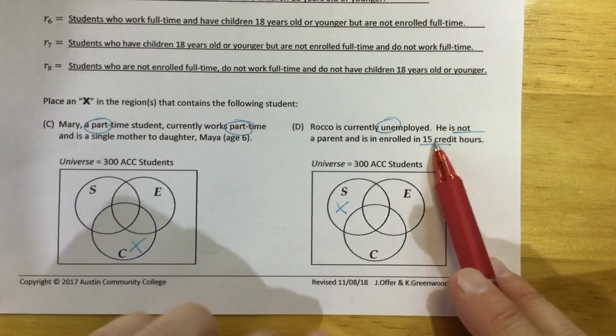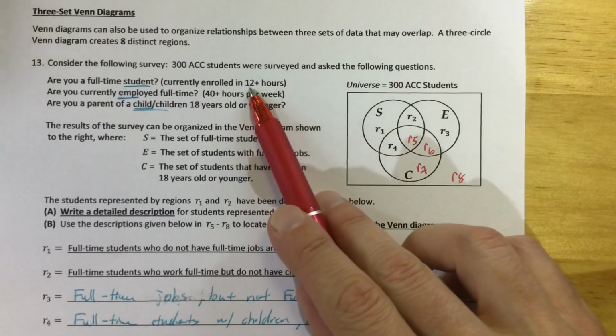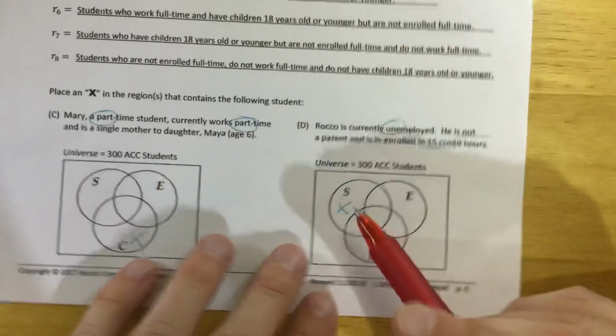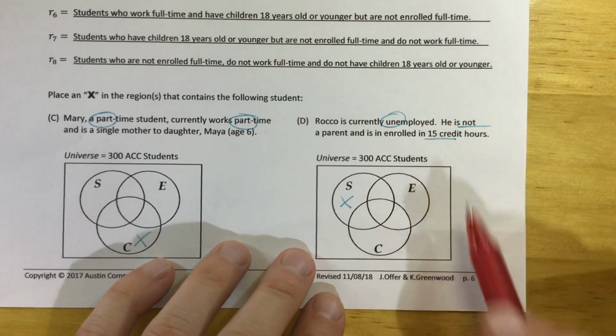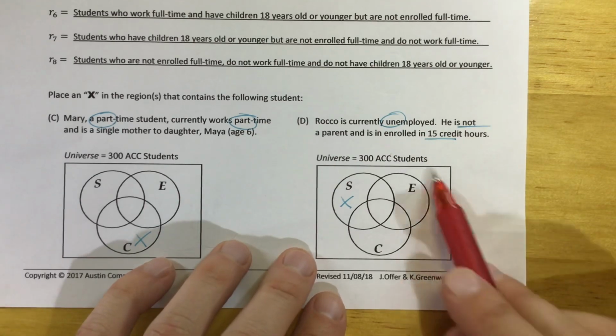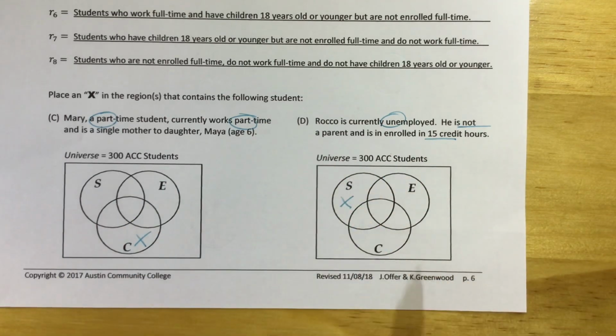I had to go look that one up at the top. You need 12 to be a full-time student, so 15 is going to put you here. If there had been anything less than 12, that would just put you in this outside space from all of them. It's actually there.